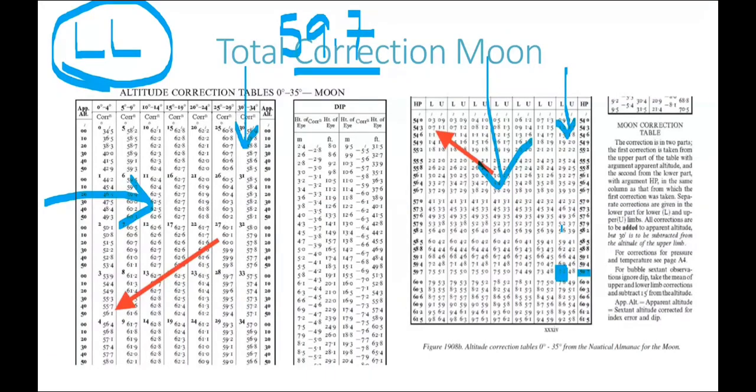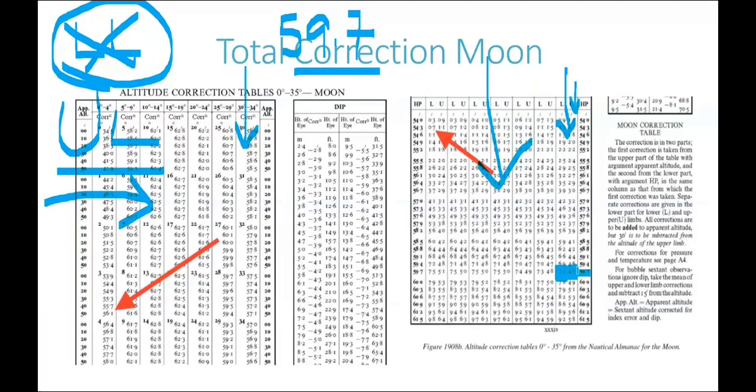Beta, lower limb clear? Yes, sir. Now let's assume that this was an upper limb observation. What would we do then? Then we have to enter under U. So again, 59.7 under U, you have the correction as 4.8. So we will apply this correction as 4.8. This is plus. As I told you, all the corrections, irrespective of whether it is upper limb or lower limb, all are plus. So you add this 4.8.